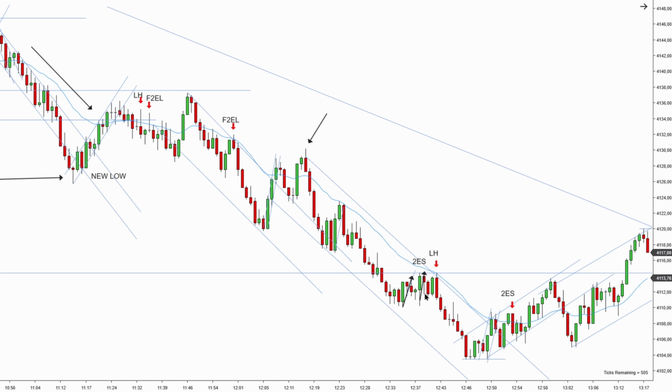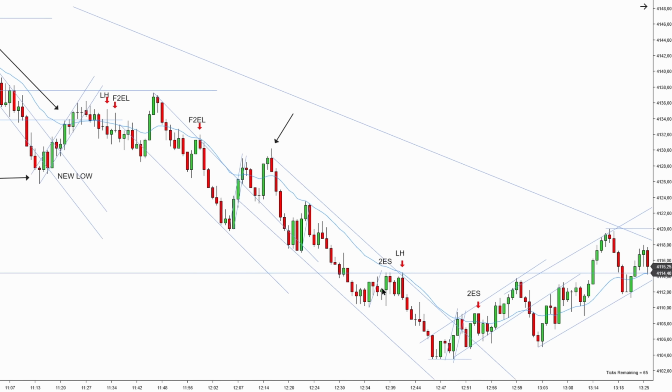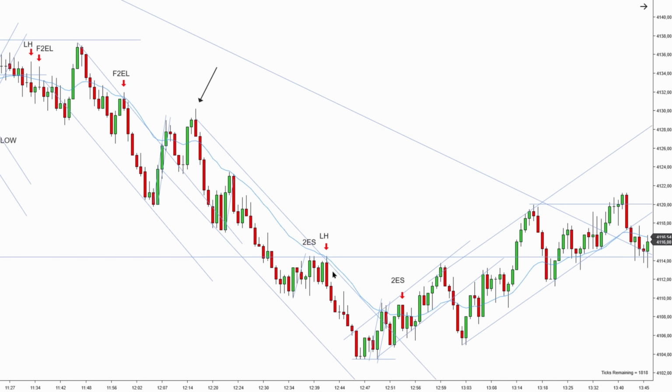So once you see this, you start paying attention. Okay, I have a two-legged pullback. I'm close to a key entry point. What if I get a lower high? Price is stalled, takes a higher high, confirms the EMA, big bearish rejection bar down. Full bearish, lower high, confirmation, second entry short of a two-legged pullback, great signal bar, and the market kept pushing lower.